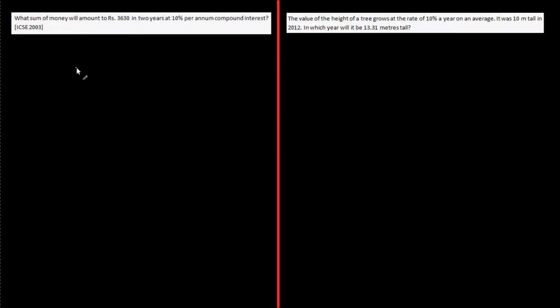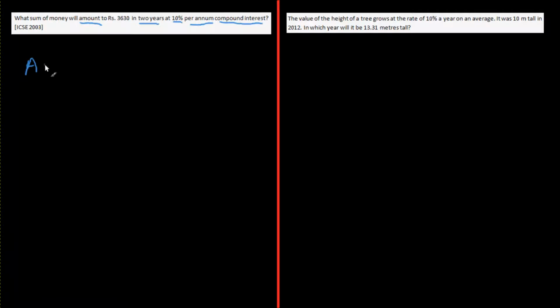So they're given the amount over here. They're given the time as well. They're given the rate. They've given that it's per annum. They've given it's CI. They've basically given everything. So just first write the general formula, and this came in ICSE 2003, so you can probably expect a few questions like these as well in your exams.